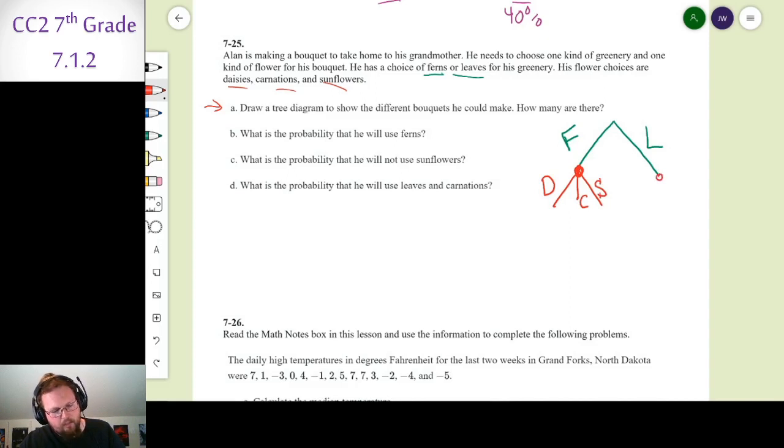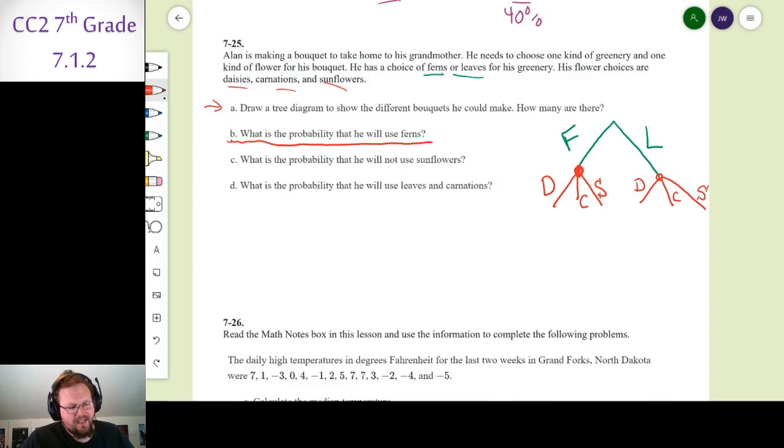And you do the exact same thing over here. Daisies, carnations, or sunflowers. So if you want the probability that he's going to use ferns, that's a pretty easy one. There are exactly half of these bouquets that use ferns, because it's the entire left side.